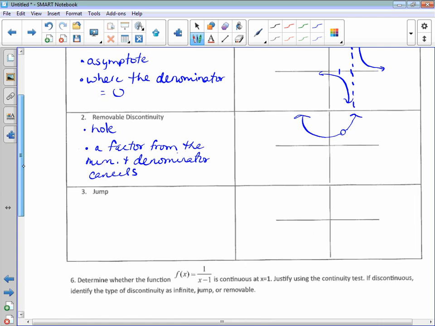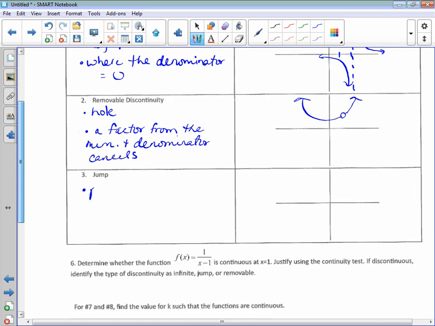All right, and then a jump only comes from piecewise functions. It's when the left limit is not equal to the right limit. So it might be something like that. Move it up a little for you.